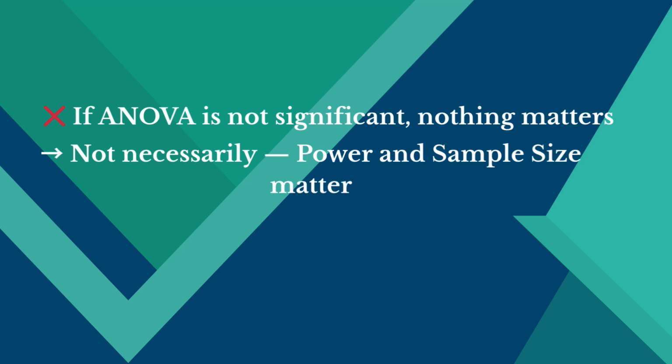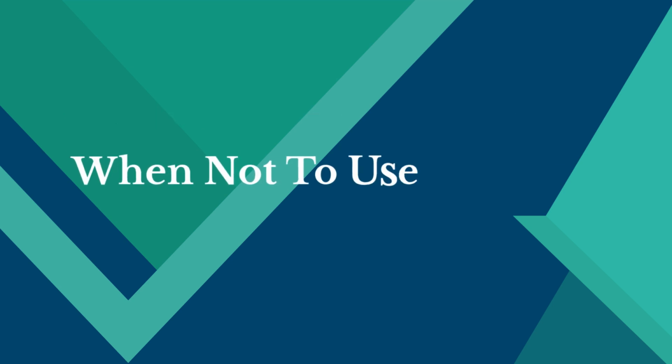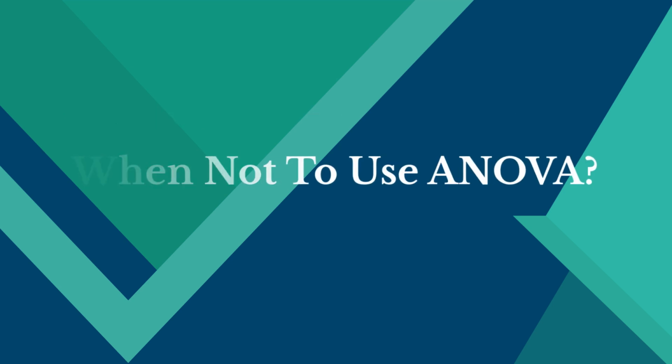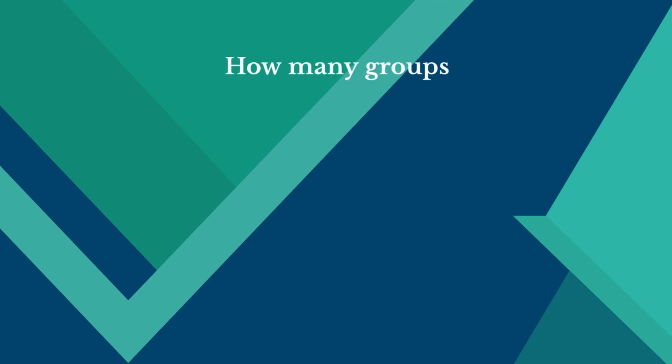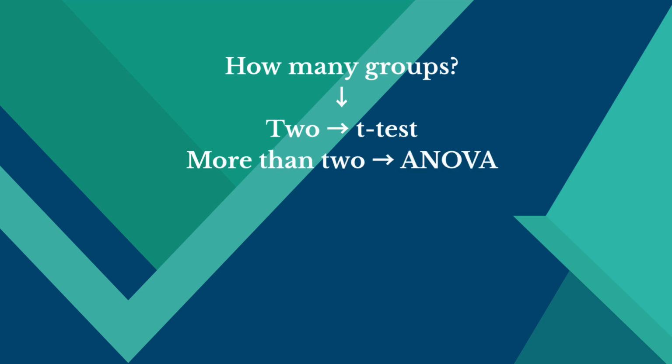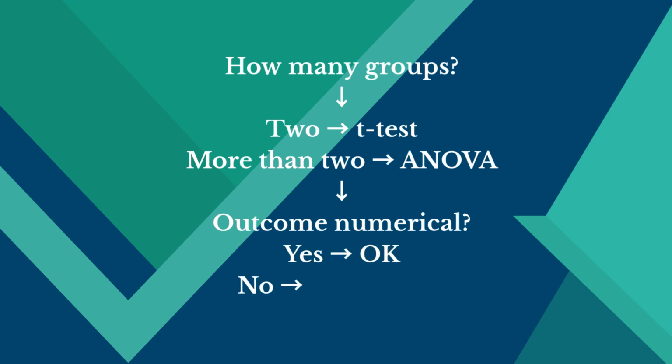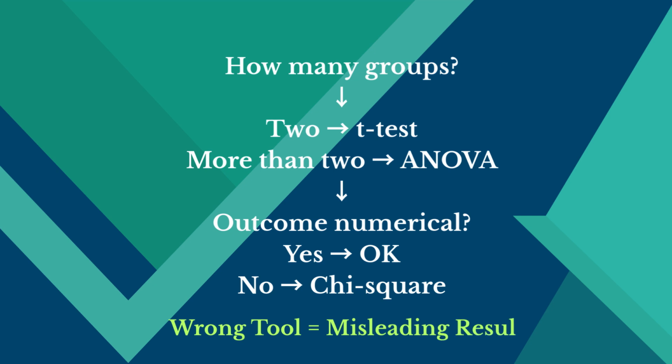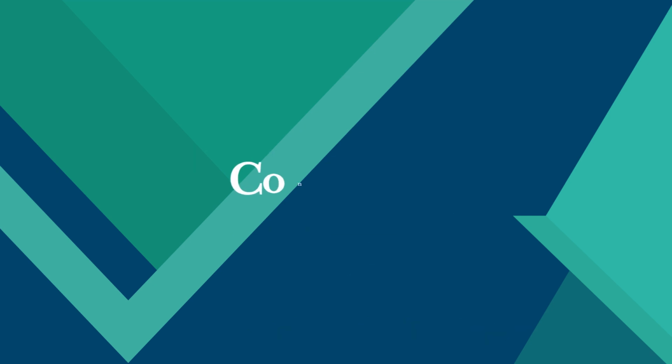Once we understand what ANOVA can and cannot tell us, another important question follows. Should we always use ANOVA whenever we have data? Don't use ANOVA when you only have two groups. In that case, use t-test. Data is extremely non-normal with strong outliers. Observations are not independent. Outcome is categorical, not numerical. Statistics is about choosing right tool, not forcing one. So, ANOVA is powerful tool, but only when used in right context.